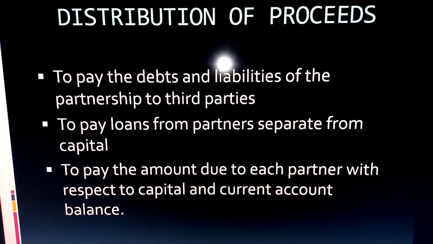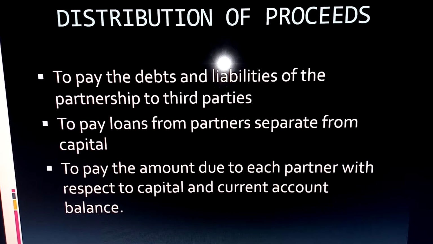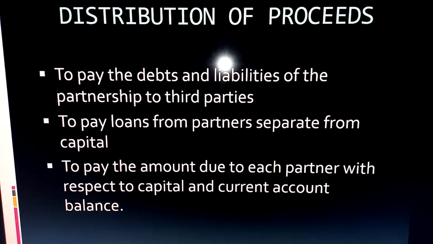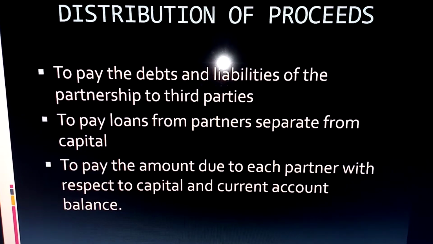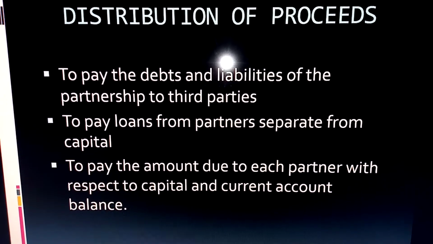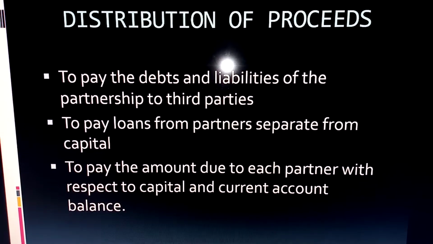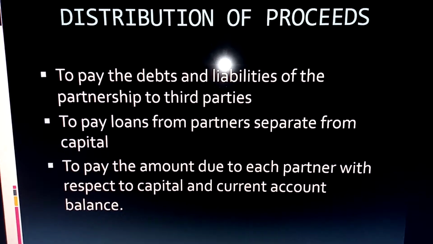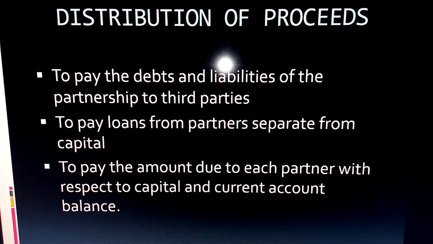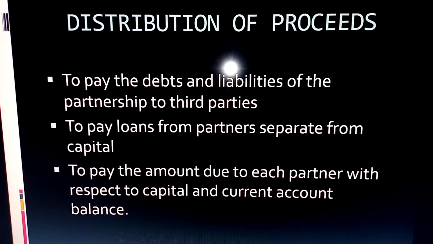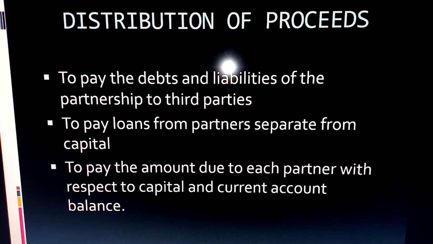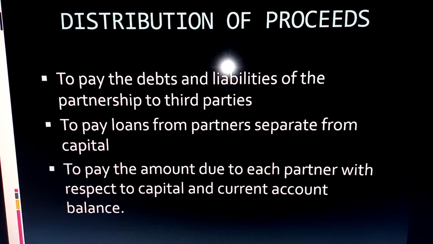After paying them, then you pay loans that partners have given. That is, apart from the capital that the partners give to the business, they also give a loan. If, for instance, you're in partnership with a friend, and apart from your capital contributed, let's say you contribute a capital of 2 million, then you give a loan of 3 million. So in this kind of event, you have to be paid your 3 million first before talking about the capital. So after paying the loan that partners give to the business, you can now go ahead to pay each partner what is due to them.